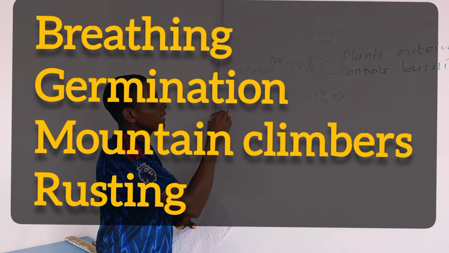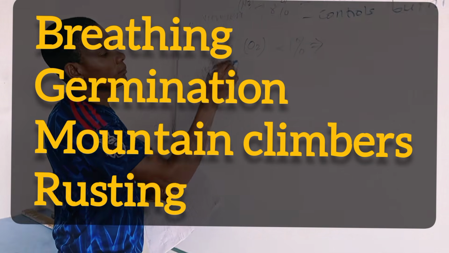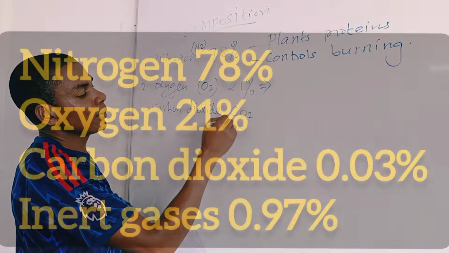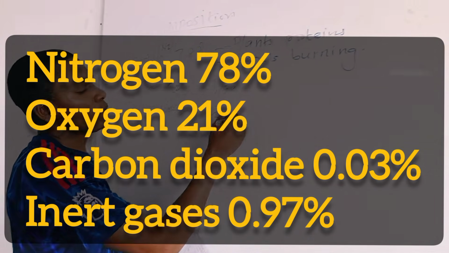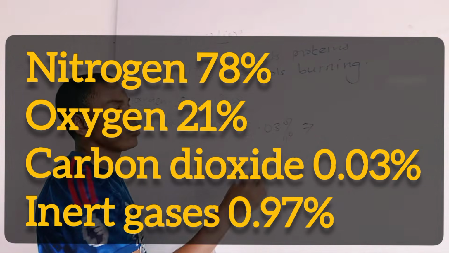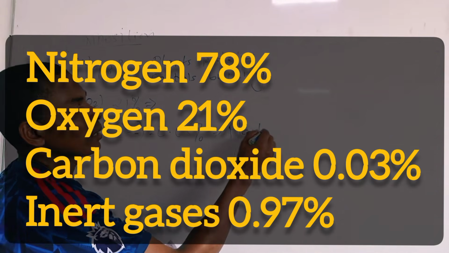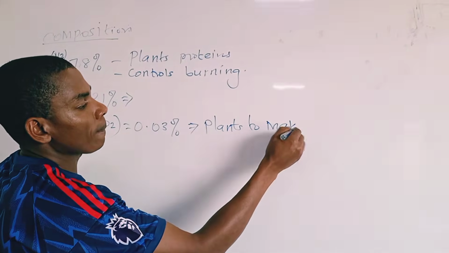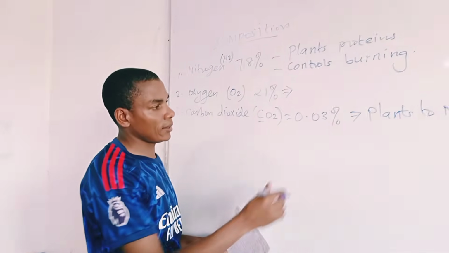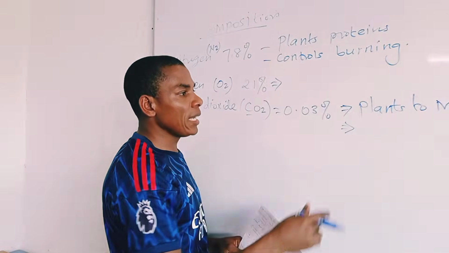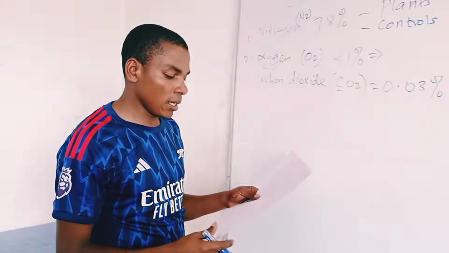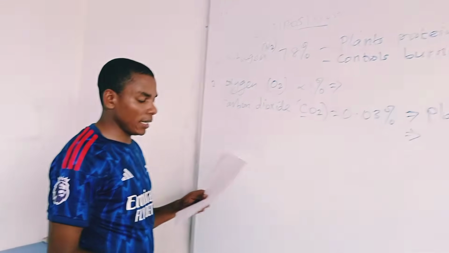We have carbon dioxide. Its symbol is CO2 in capitals. This one is 0.03%. This one is used by plants to make food, through a process called photosynthesis. Also used by industries to preserve beverages, soda and juices.